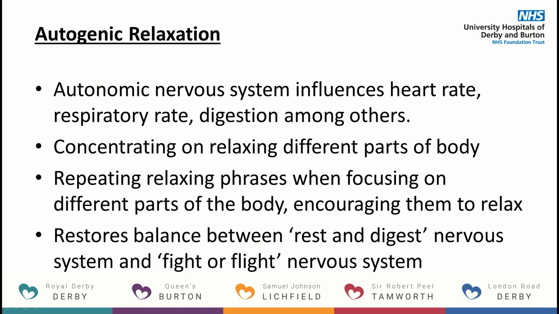Autogenic relaxation. The autonomic nervous system influences the heart rate, respiratory rate, digestion, amongst others. It's about concentrating on different parts of the body and trying to relax these. Repeated relaxing phrases are often used when focusing on these different parts of the body, encouraging them to relax, using phrases such as calming, warmth, free from tension. Anything that helps the patient to relax they can use.